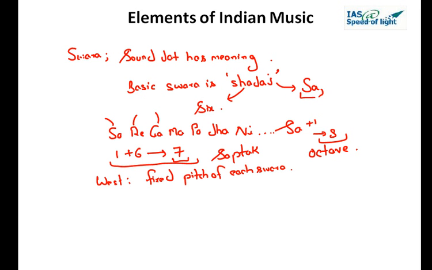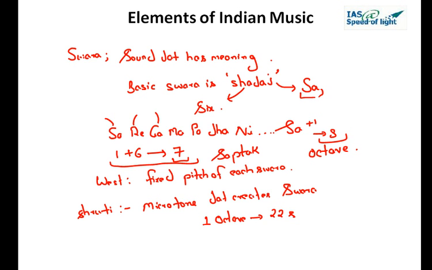Then comes another concept, which is Shruti. Shruti we define as a microtone that creates a swar. So all these swars we were studying are created from the Shrutis. That creates a swar by adhering to that particular pitch of the swar. In one octave, there are 22 Shrutis.